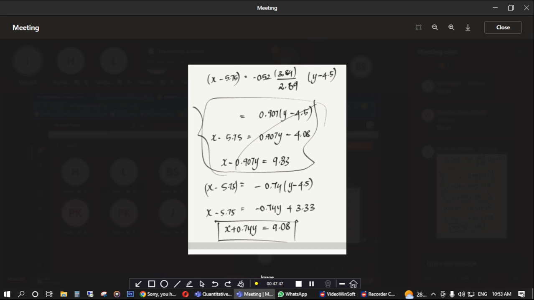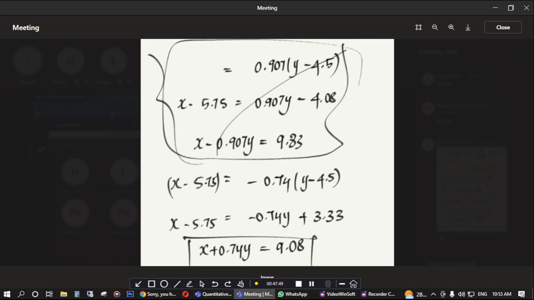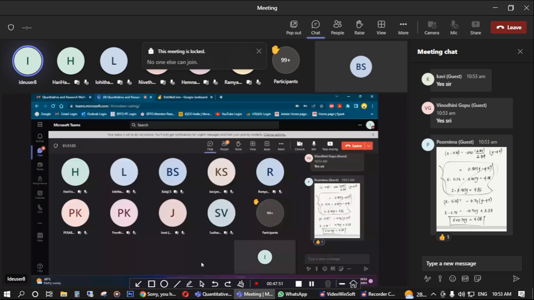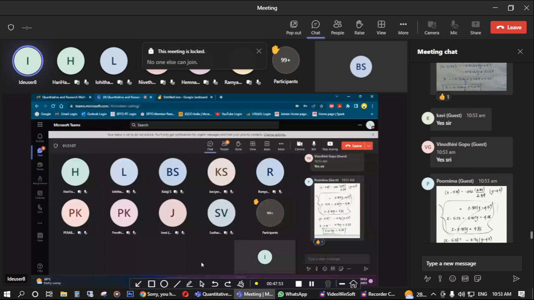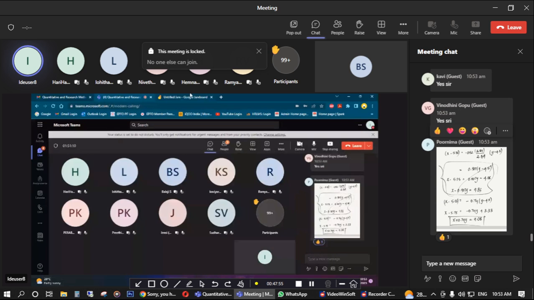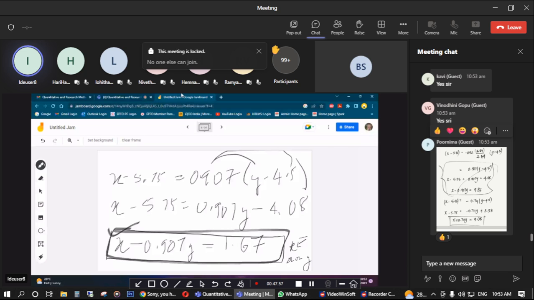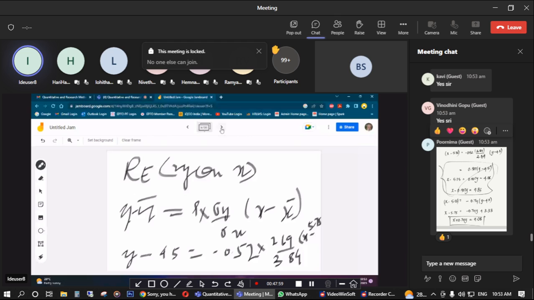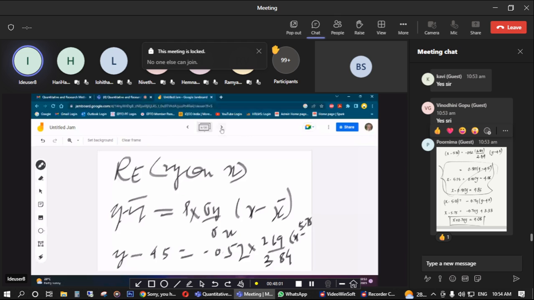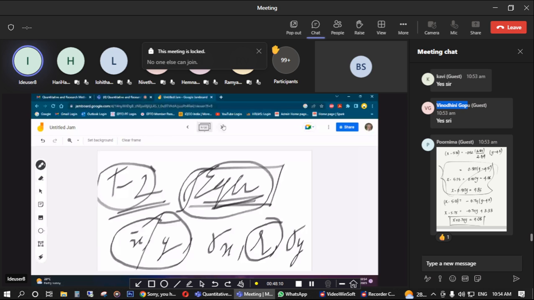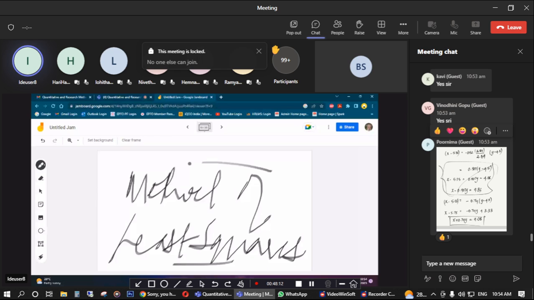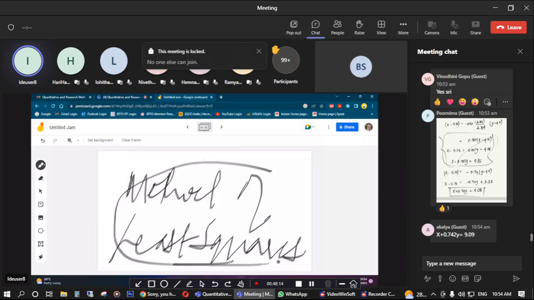Please point out mistakes so that it will be useful for everyone. So that is the answer. I'm very happy that you people are understanding the class. So now you know what is the regression equation of y on x. There's no problem there. So now we are going to do something called the method of least squares.